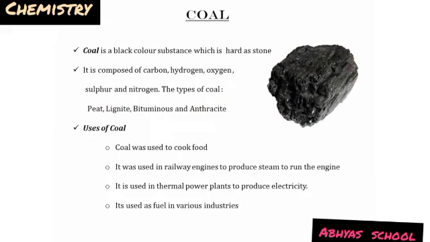Now what are the uses of coal? Coal was used for cooking food in villages. Nowadays we don't use coal, but in the earlier days we used to cook food using coal. And it was also used in railway engines to produce steam to run the engine. It's used in thermal power plants to produce electricity, and it's also used as a fuel in various industries.